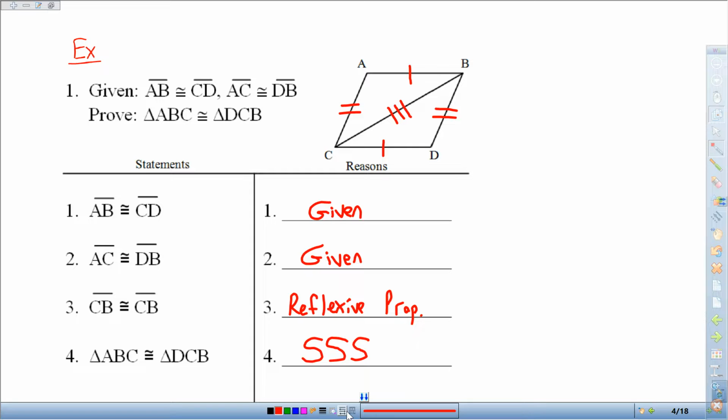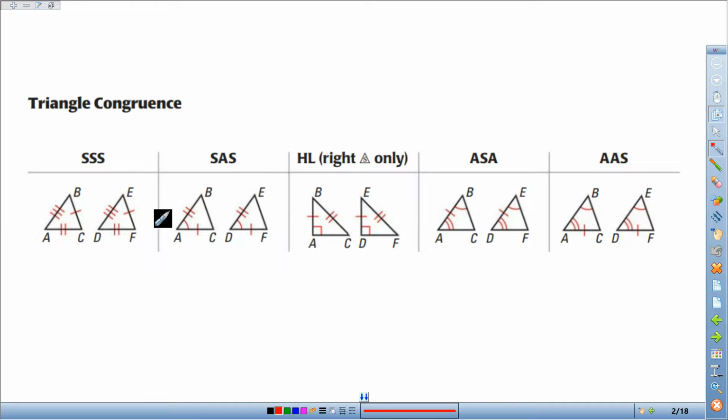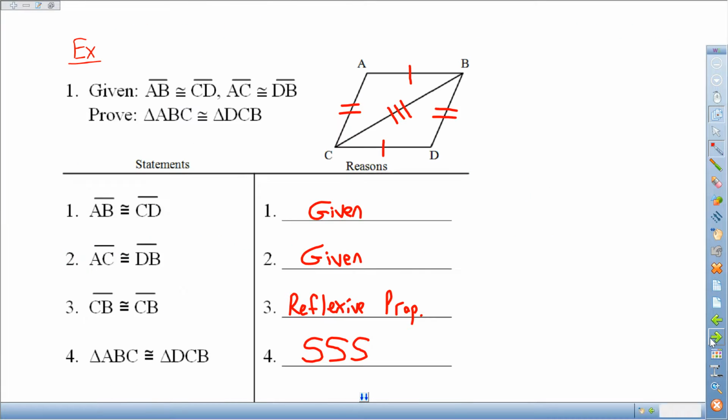And that right there is the process. This is one of the more simple problems, but that really is what it's all about. We're just trying to get the three pieces of information so we can pick which triangle congruence theorem is being used. That's ultimately what this is all about. Cool, so let's try another.